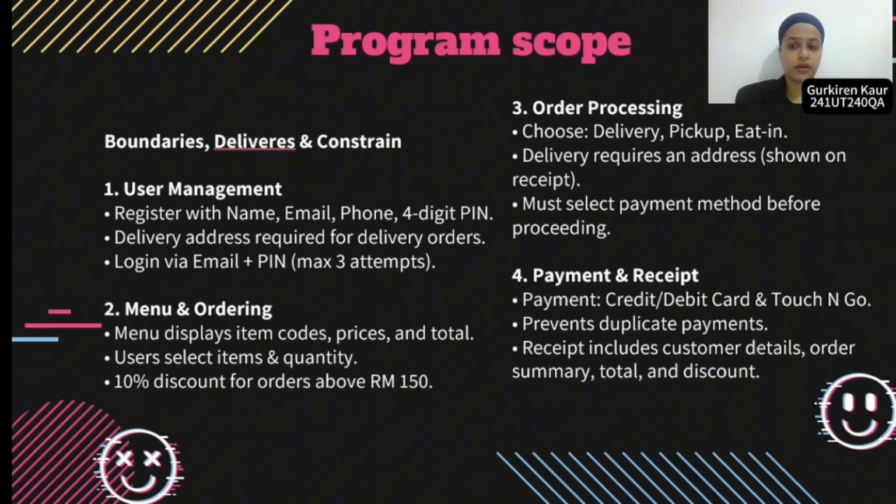Third, we have order processing. Firstly, we get to choose delivery, pickup, or if we want to eat in. And then delivery requires an address that is shown on the receipt. And then we must select a payment method before proceeding. Lastly, for payment and receipt, payments are via credit or debit card or Touch 'n Go. This prevents duplicate payments. Lastly, the receipt includes customer details, order, and summary total and discounts.